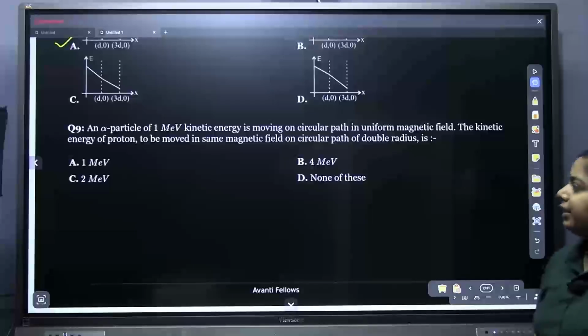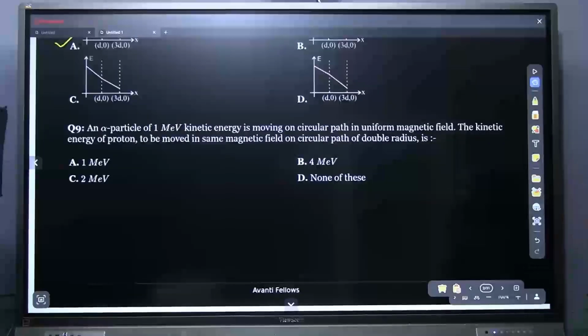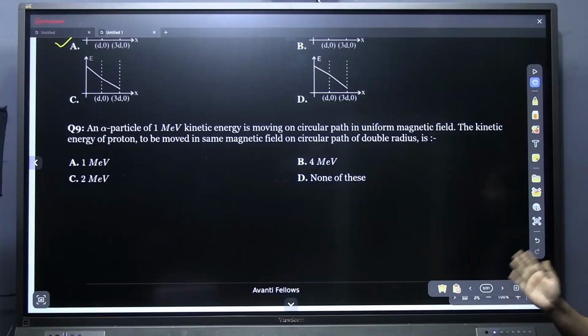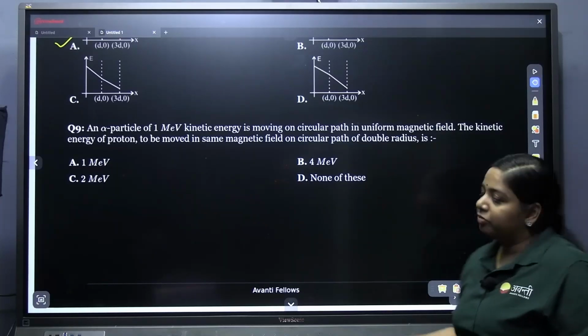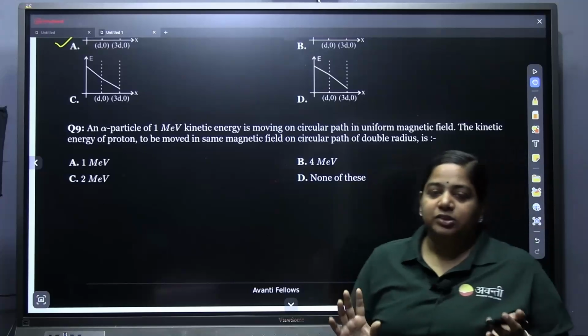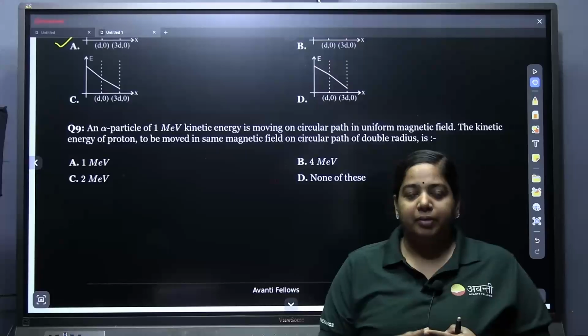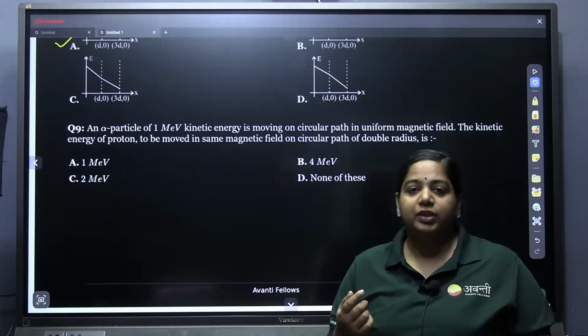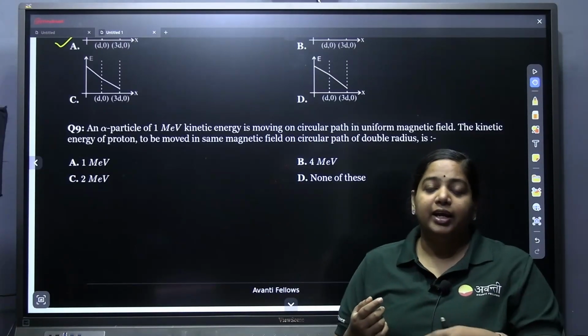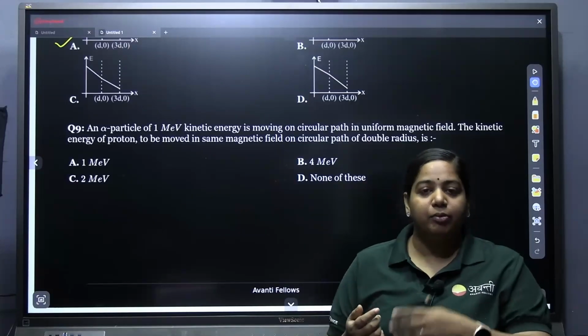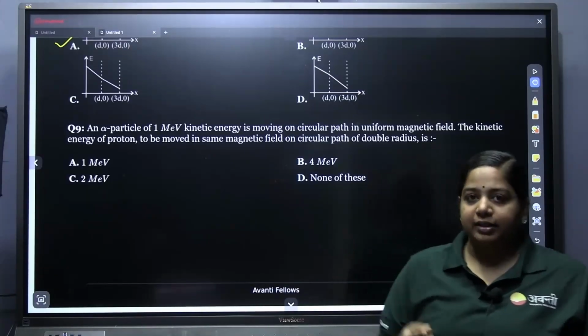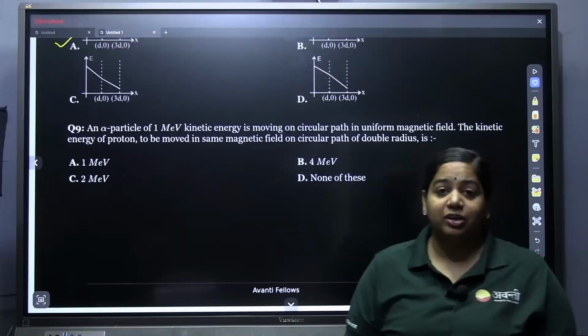Next, question number 9. An alpha particle of 1 mega electron volt kinetic energy is moving in a circular path in uniform magnetic field. Kinetic energy of proton to be moved in same magnetic field on circular path of double radius. Okay, so this is based on two concepts. If a moving charge is entering magnetic field, it will get deflected and it will move in a curved path. That is one concept. Next concept is circular motion.